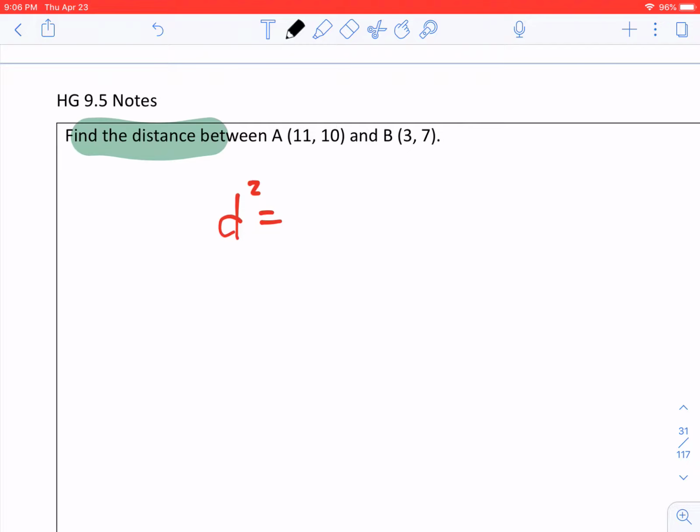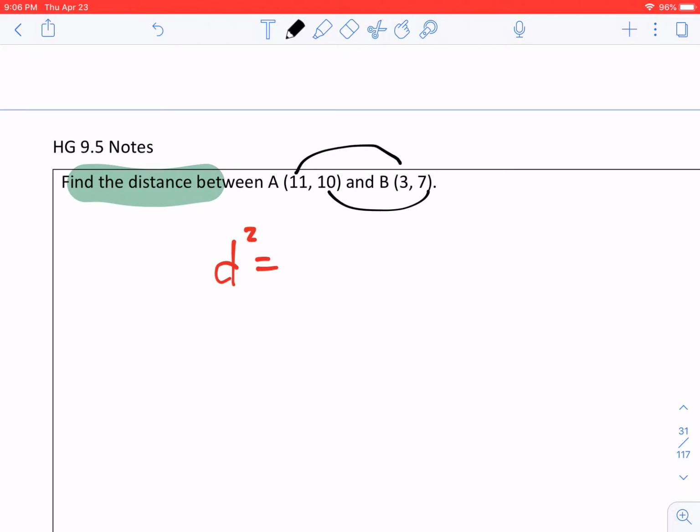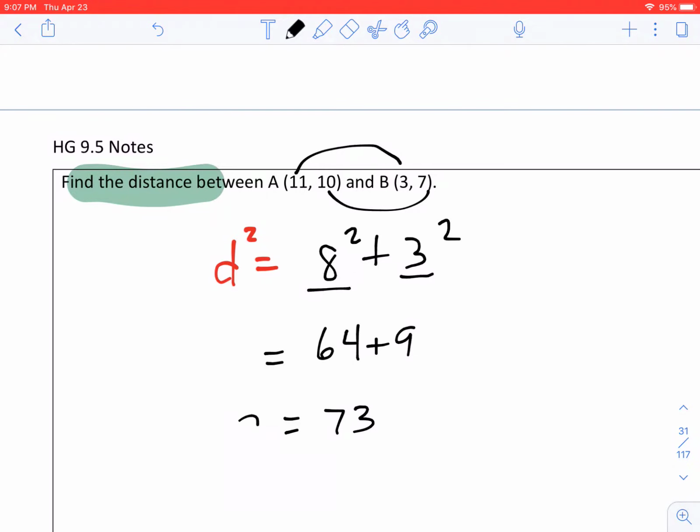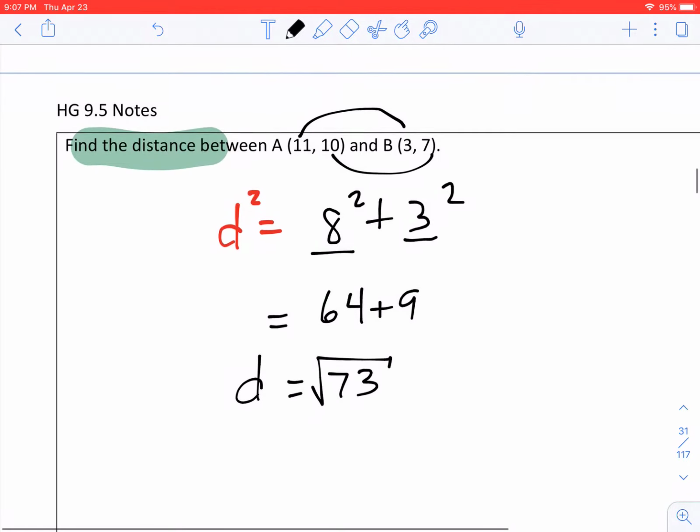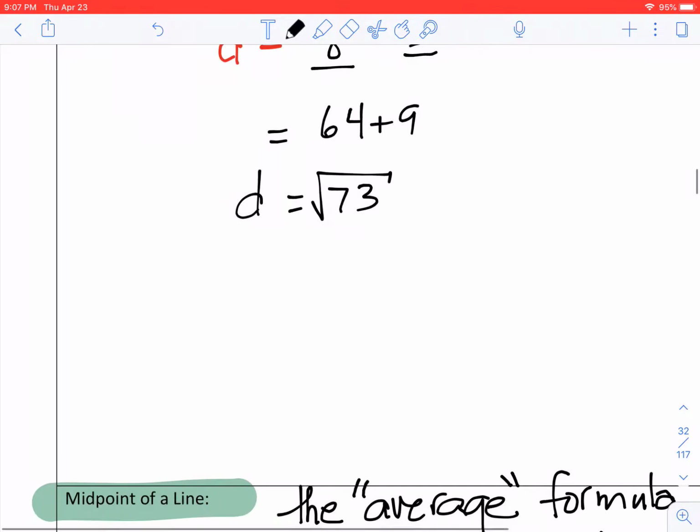So again, I look at 2 points, random points given to me, and we can say, well, how far is it from 11 to 3 and 10 to 7? And just say, okay, I got to square a number, square another number. So in this case, 11 and 3 is 8, 10 and 7 is 3. So 64 and 9, which would be 73. In this case, the square root of 73 would be my answer. That is an unsimplifiable square root.